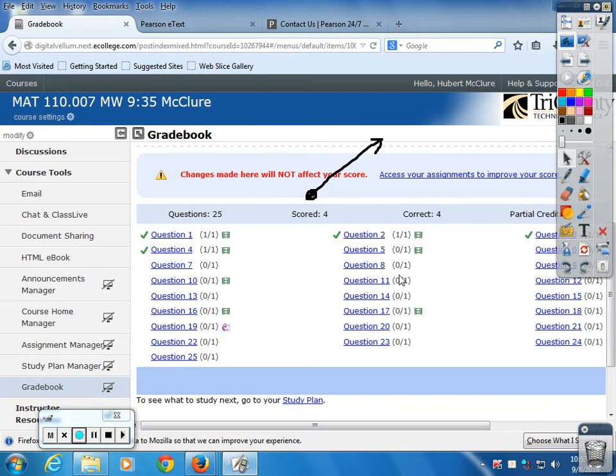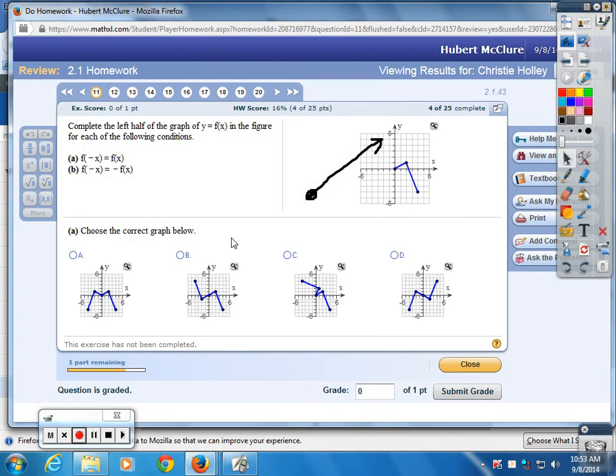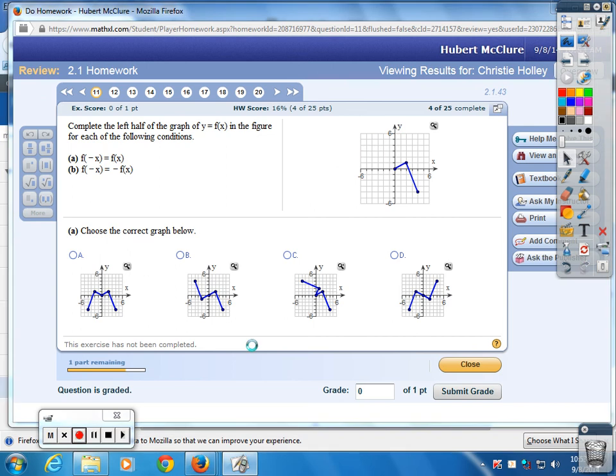Okay, next one. Let's do a couple more in this one. Let's do number 11. All right, try this one. Write it down. It says complete the left half of the graph, y is equal to f of x in the figure for each of the following conditions. F of negative x is equal to f of x, and f of negative x is equal to negative f of x. So what would f of negative x look like if it was equal to f of x?